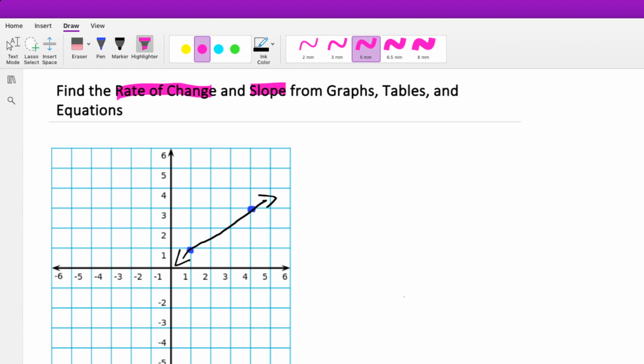So we're going to start off by finding our slope, also known as our rate of change, from a graph. Now, there's a couple of ways of doing this, and I'm going to pretty much show you all of them, so in case you run into a different looking problem, you know exactly what to do. To find the slope on a graph, we just need to remember rise over run.